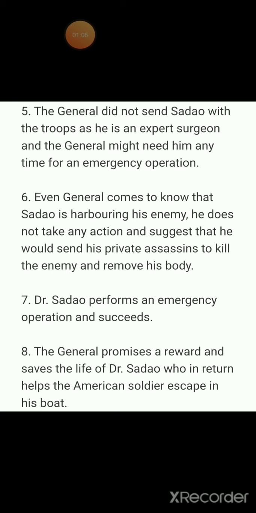Number seven, Dr. Sadao performs an emergency operation and succeeds. Number eight, the general promises a reward and saves the life of Dr. Sadao, who in return helps the American soldier escape in his boat. I hope you understood all the incidents in eight points. Now we will be moving to the detailed summary of the story.